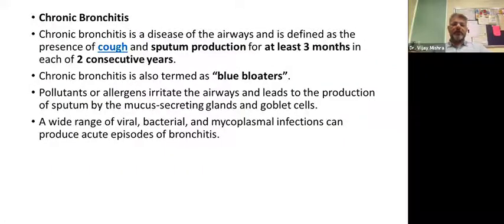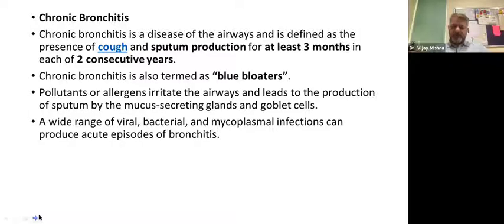So as I said, chronic bronchitis is a disease of the airways and is defined as the presence of cough and sputum for at least 3 months in 2 consecutive years. They're also called B for bloaters. So they're also called blue bloaters.